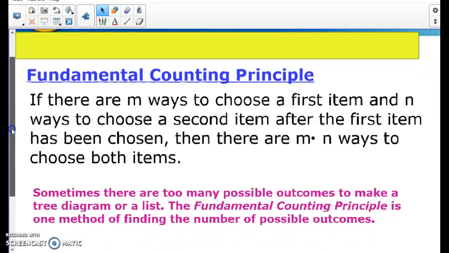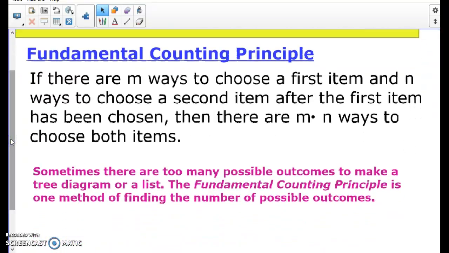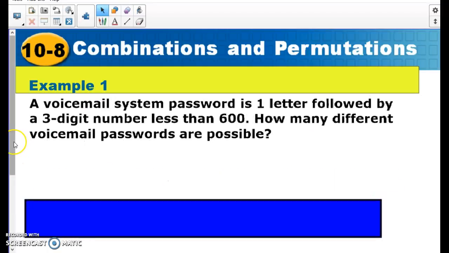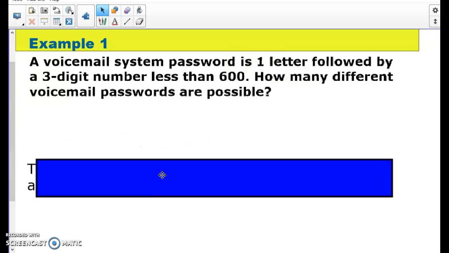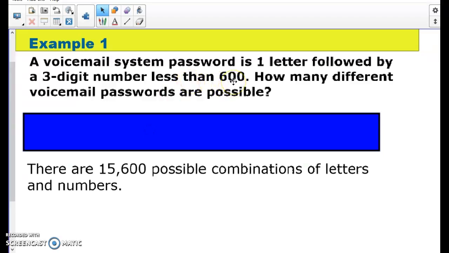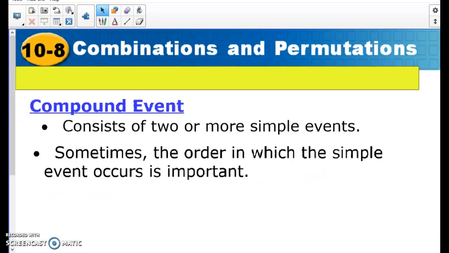So if we're finding something where we have something like 5 pants and 3 shirts, how many different outfits can we make? So when we have something like that, we're just multiplying the two numbers. So if I have something like this, a voicemail system is one letter followed by a 3-digit number less than 600. How many different voicemail passwords are possible? So it says one letter, so I know there's 26, times numbers less than 600, so 0 to 599. So we're looking at 26 times 600, it would be 15,600 possible combinations. So a problem like that, we are just multiplying our two options for what we have.